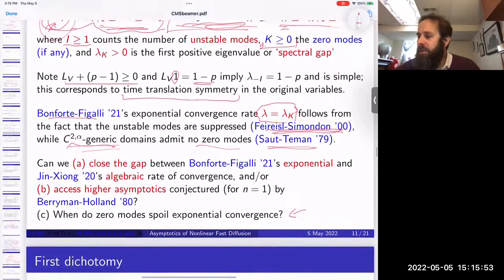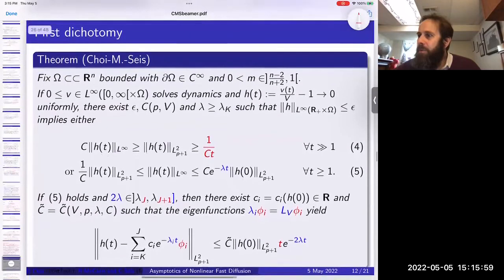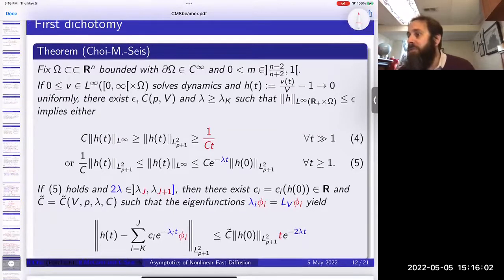Okay, so that's the agenda. Here's the result, the first result. Suppose I have a solution to the dynamics, and I know when I divide it by V that I've chosen the correct V, the correct ground state, such that the relative error tends to 1 uniformly. Then there exist constants C and epsilon that depend on the nonlinearity and V, and some lambda, which you can take to be lambda k if you like, but you may also be able to take it to be bigger, such that as long as the relative error is uniformly less than epsilon, it stays uniformly less than epsilon for all time.